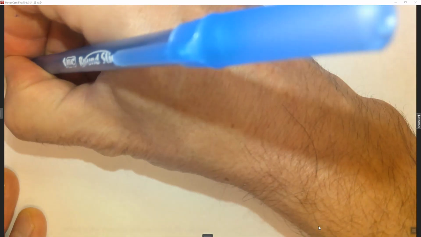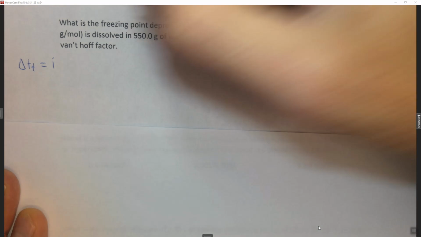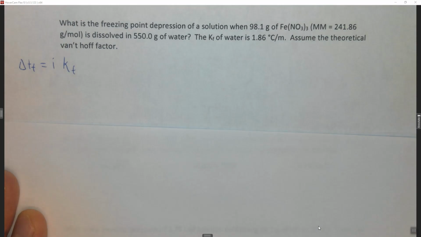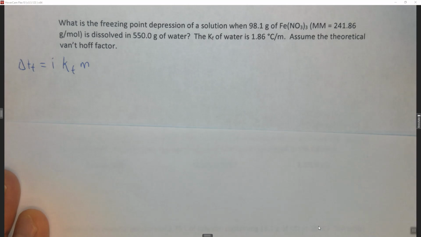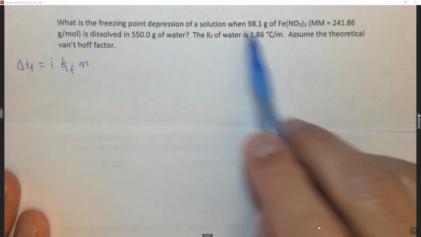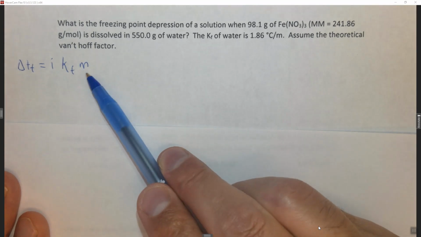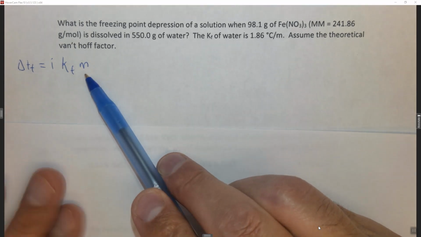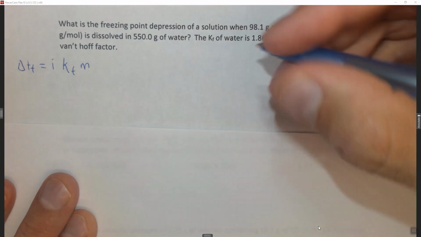So what we need to know is ΔTf, the freezing point depression, equals i, the Van't Hoff factor, times Kf, the constant, times m, the molality. So the constant is the only thing that we already know. We need to figure out the Van't Hoff factor i and the molality, the concentration m. It doesn't matter which order you do them in. I'm going to do the i first because it comes first.